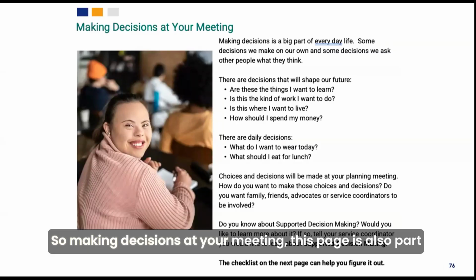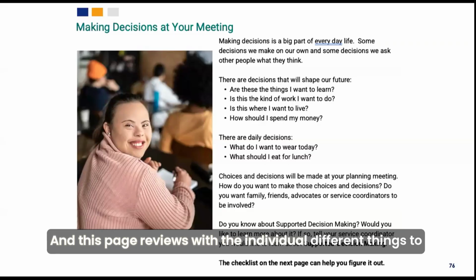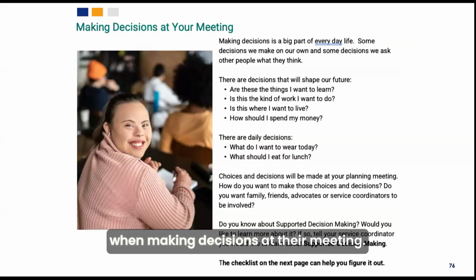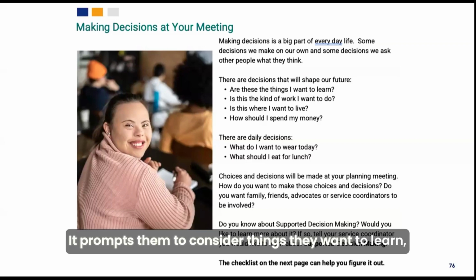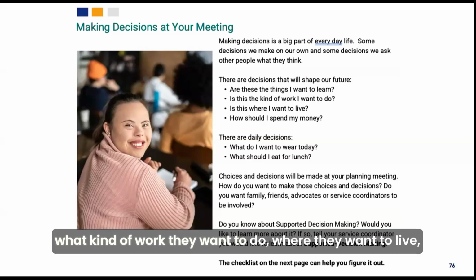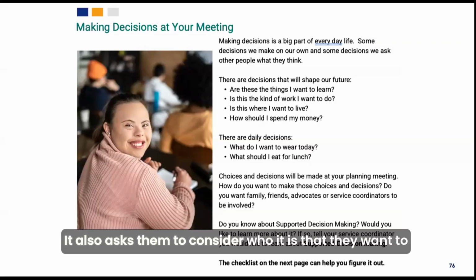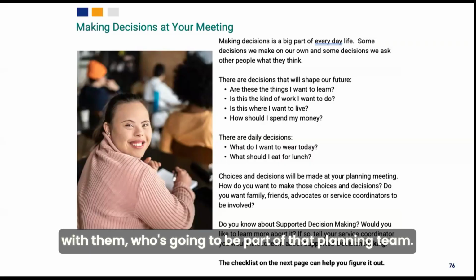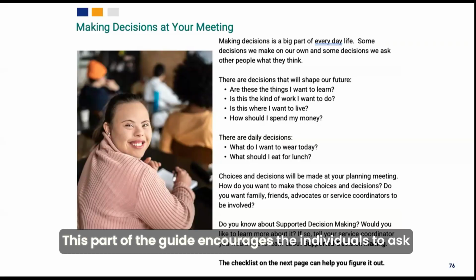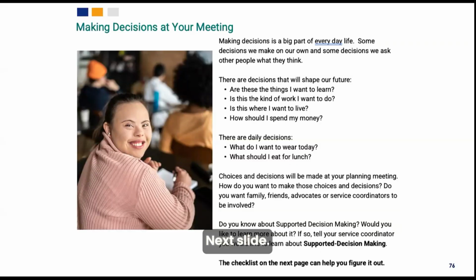So, making decisions at your meeting, this page is also part of part 2. And this page reviews with the individual different things to consider when making decisions at their meeting. It prompts them to consider things they want to learn, what kind of work they want to do, where they want to live, how they want to spend their money. It also asks them to consider who they want to attend the meeting with them, who's going to be part of that planning team. This part of the guide encourages the individuals to ask themselves questions that will better prepare them in creating a plan. Next slide.